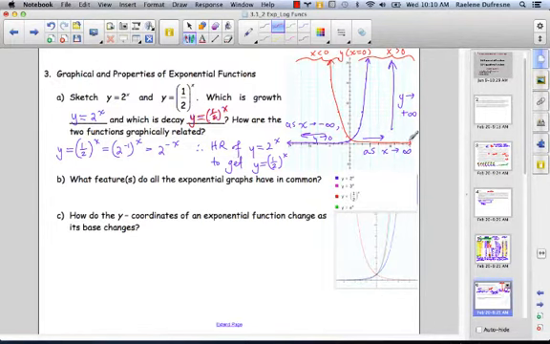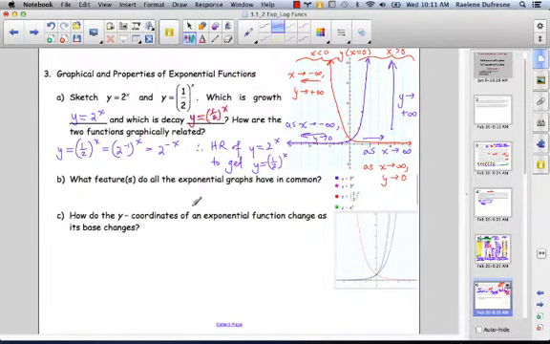And the end behavior has changed. In the red case, as x approaches negative infinity, y approaches positive infinity, and as x approaches positive infinity in the red case, y approaches 0.